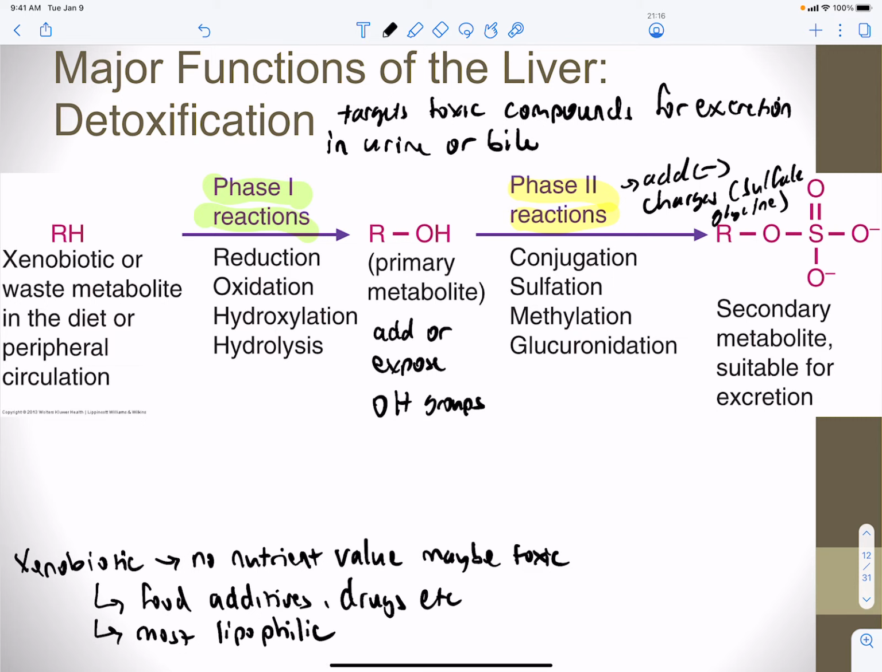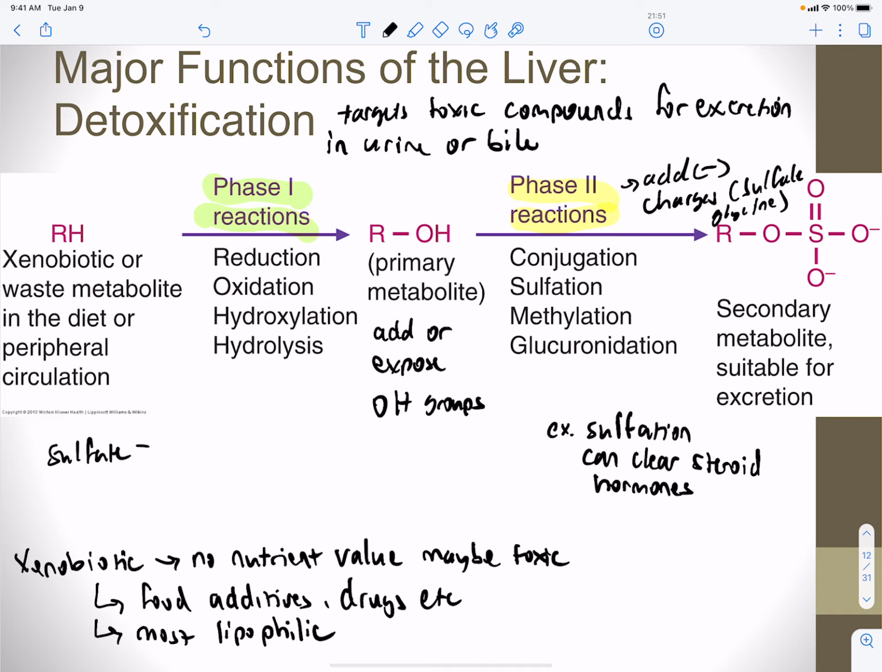Now, sulfonation is used in the liver, and this is used to clear steroid hormones, for example. And then the sulfate, of course, is going to come from the breakdown of cysteine or methionine. Of course, as you guys know.